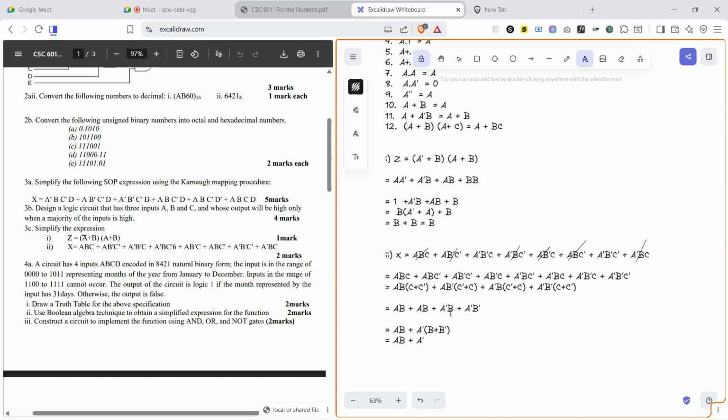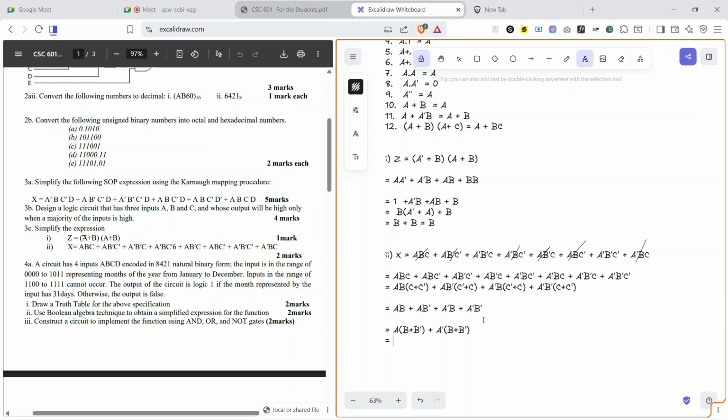I made a mistake somewhere. Okay, this is AB. This is supposed to be AB bar, right? A bar. Yeah. Okay. This is supposed to be AB bar. AB plus AB bar, A bar B plus A bar B bar. Okay. So this is A into B plus B bar, then plus A bar into B plus B bar.